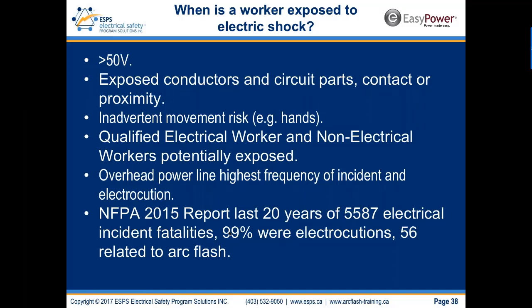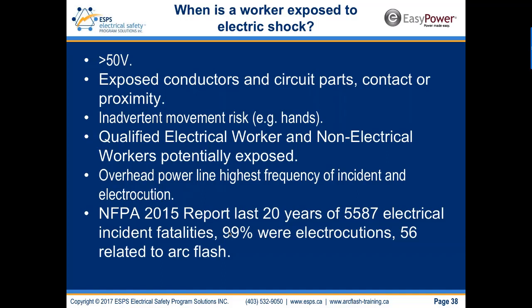Now, moving on, shock. Briefly, shock: exposed conductor and circuit part, inadvertent movement risk is the important classification here. Qualified electrical workers and non-electrical workers are potentially exposed. And remember, NFPA 70E and Z462 cover all workers, qualified persons and unqualified persons, so it does address non-electrical workers and their potential for shock.